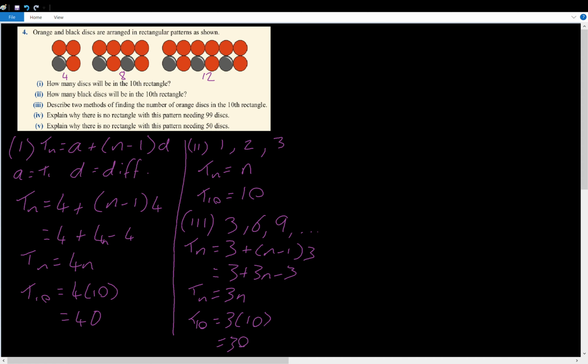But the other way to do that would have been to find the number of total discs in the 10th rectangle and take away the number of black discs in the 10th rectangle, and you'd have found the number of orange discs. So that would have been the other method to use.